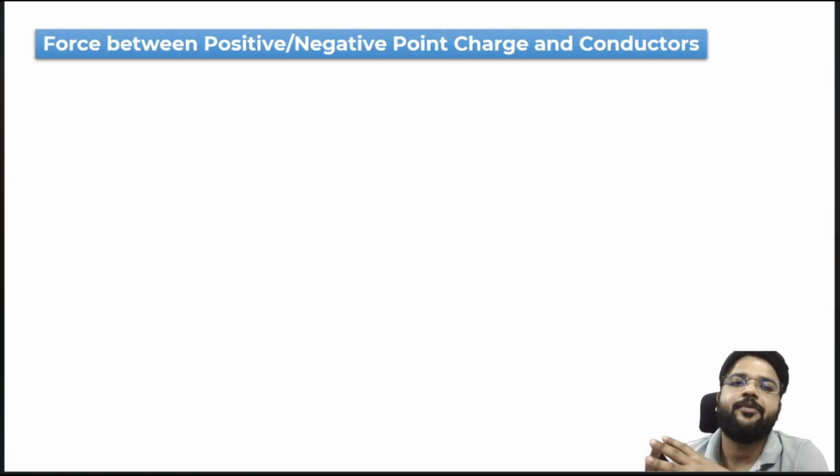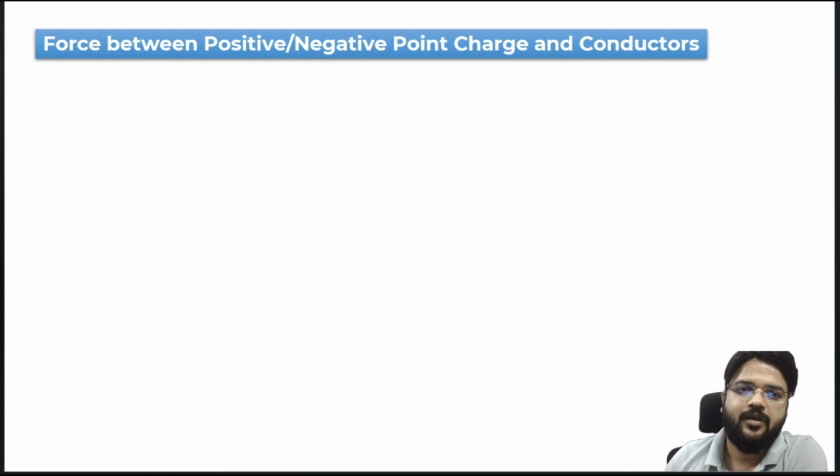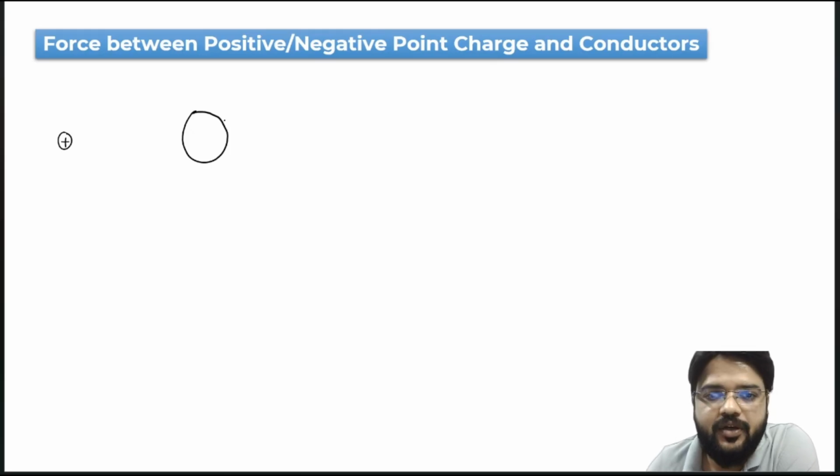Let's see the next topic, everyone. Force between a positive or negative point charge and the conductor. So here what is happening, we have one point charge, everyone, and we have one conductor, and this conductor is neutral, correct? The net charge on this conductor is 0. So what will happen when we put one point charge and one neutral conductor together, correct?